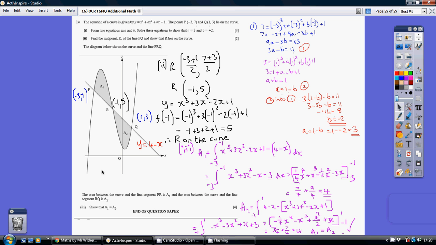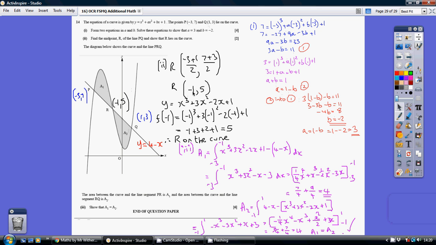Now for part 2 we need to find the midpoint R of the line PQ. So we need to find the midpoint of P and Q. So we're going to average the x coordinates, minus 1 and minus 3 and plus 1, average those two, and average 7 and plus 3, giving us R being minus 1 and 5.